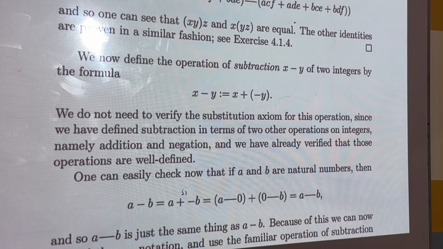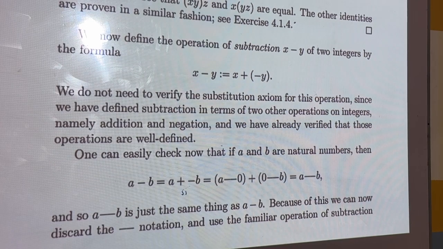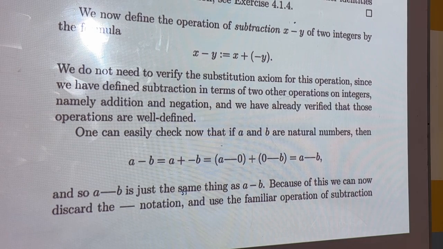One easily can check now that, let's see whether this is correct, if a and b are natural numbers. Assume A and B are natural numbers. So A minus B, we know the meaning. Left hand side A minus B, do we know the meaning? No. Did we learn how to subtract natural numbers? No, we don't. We didn't study.